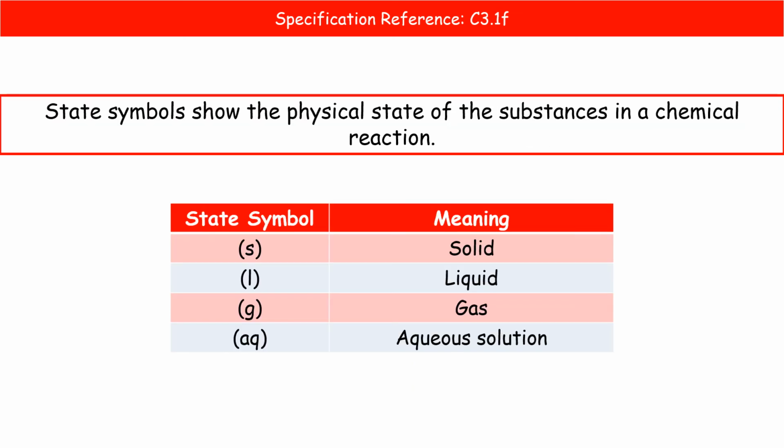Final little bit that we're going to have as our recap are the state symbols. Again, these just show us the physical state of substances in a chemical reaction. So S is solid, L is liquid, G is gas, AQ, aqueous solution.